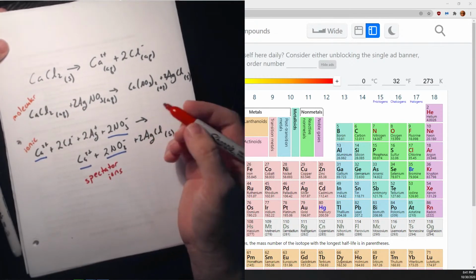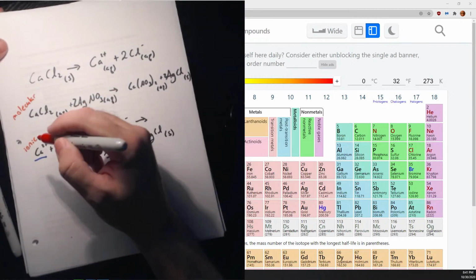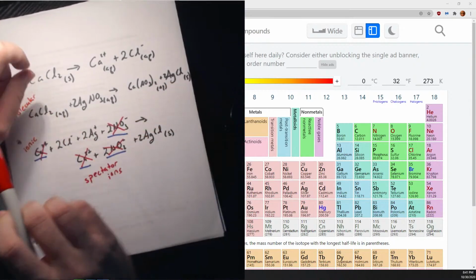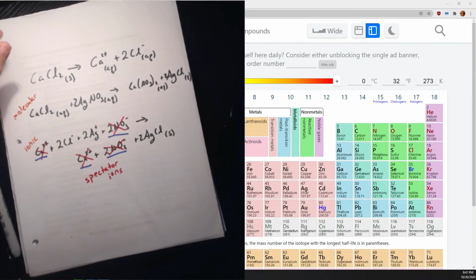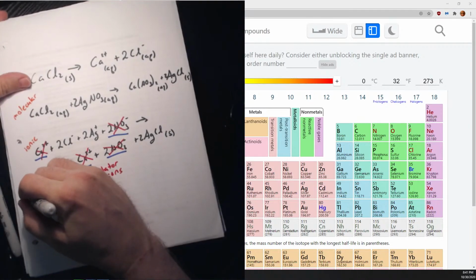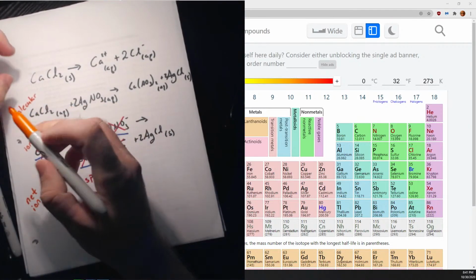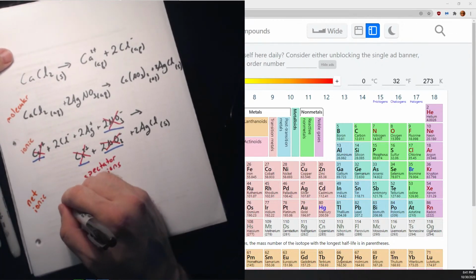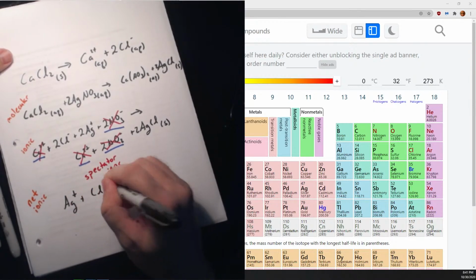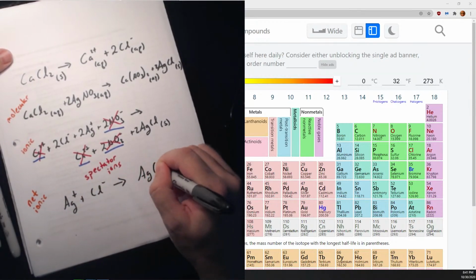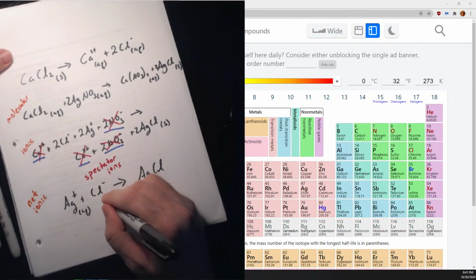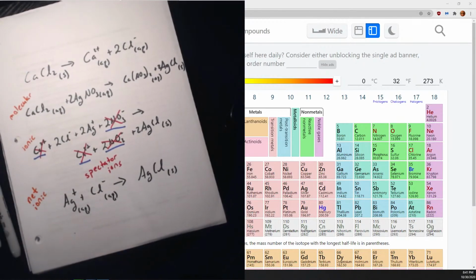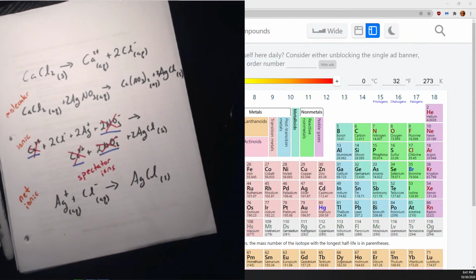So what we do is anything that remains the same on either side of the arrow, we get rid of it. All we care about is the stuff that's actually participating in the reaction. And so that means that what we're left with now will be our net ionic equation. Basically, Ag+ (aq) plus Cl- (aq) is going to AgCl (s), solid.